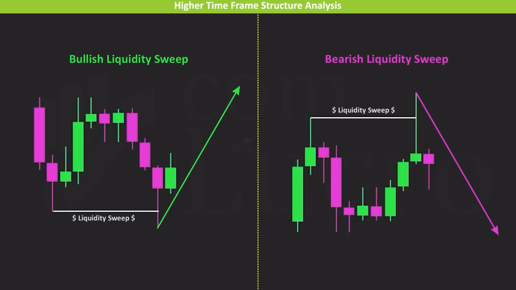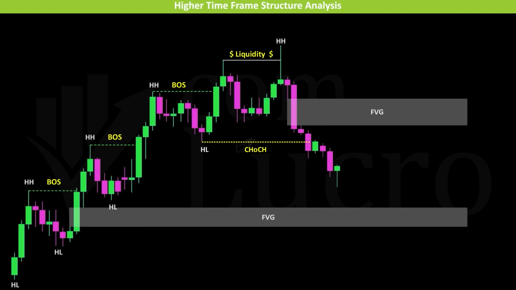The final step of higher time frame structure analysis is identifying high-quality fair value gaps to trade. We mark these fair value gaps manually using pure price action. The goal is to focus on the most relevant and recent gaps without cluttering the chart. By filtering out smaller, less significant imbalances, we are left with clearer and more meaningful zones.